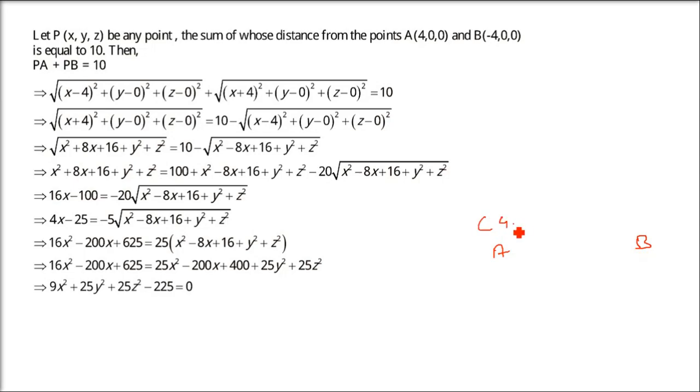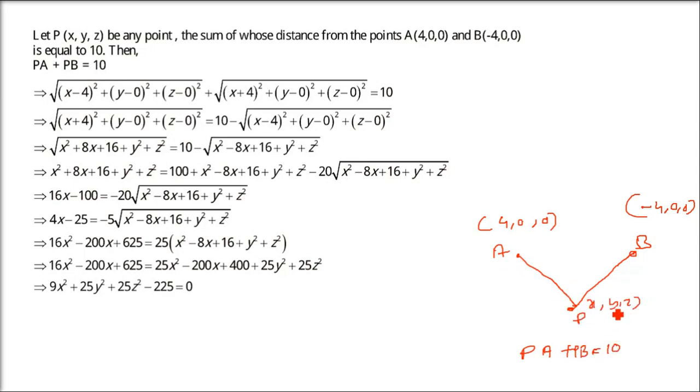So just take the distance of any arbitrary point P. We'll take it as, say, (x, y, z). This is (x, y, z), its distance from A, that is PA, and PB distance, (x, y, z) distance from (-4, 0, 0), is equal to 10.